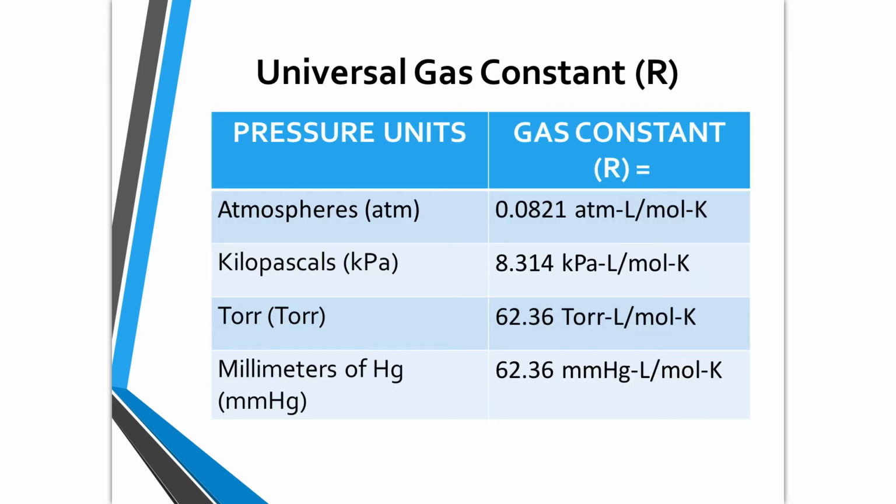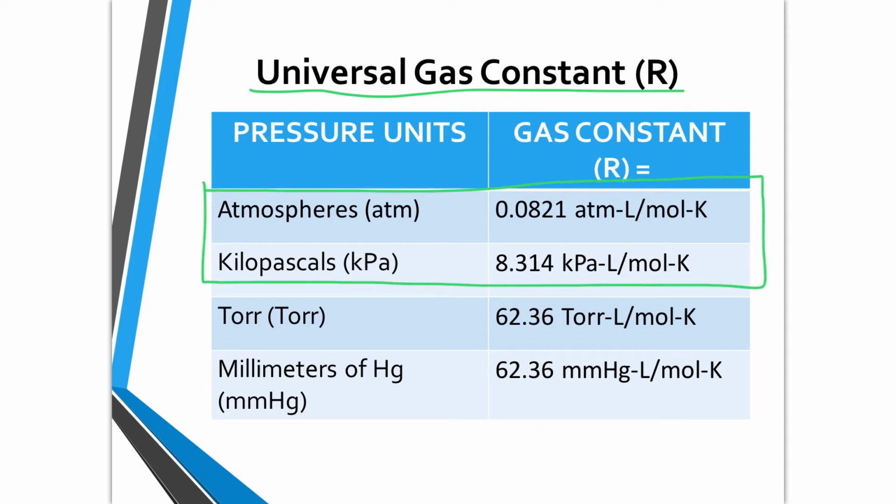Okay, as said before, the universal gas constant is very specific to the pressure units that you're using. So this is very specific. So if you're using atmospheres, this is your R value. If you're using kPa, this is your R value. Torr. Okay? Now, I am not making you memorize these. And besides, the only ones we're really going to be working with are these two.